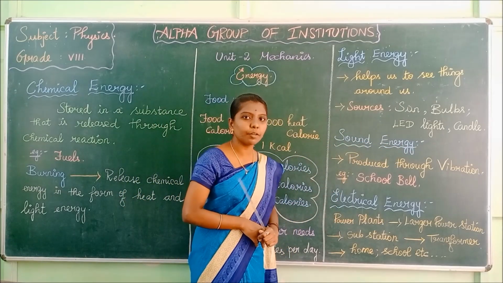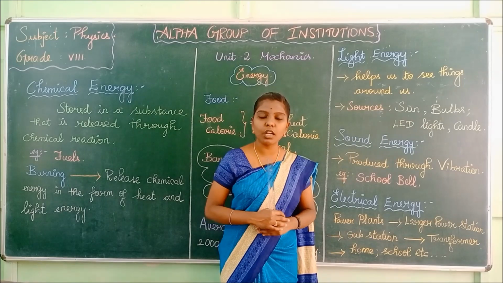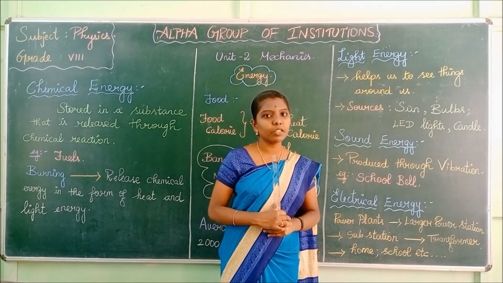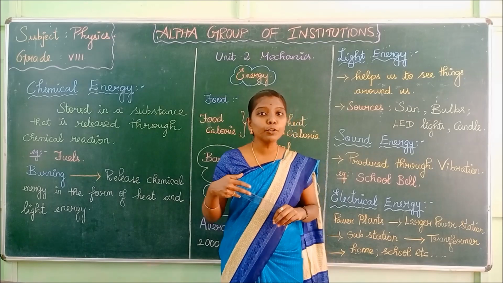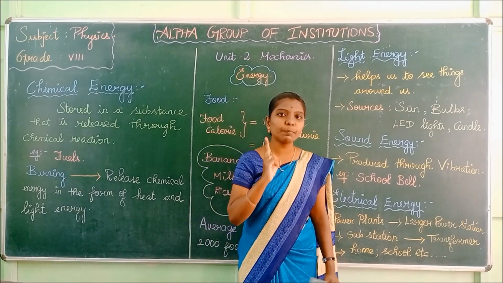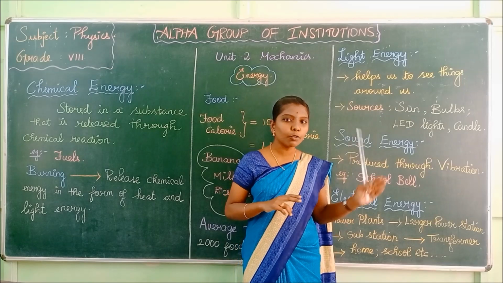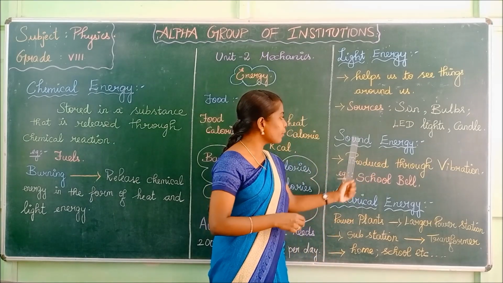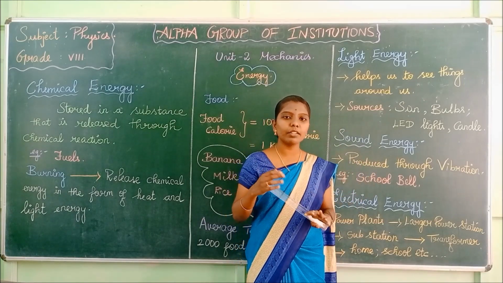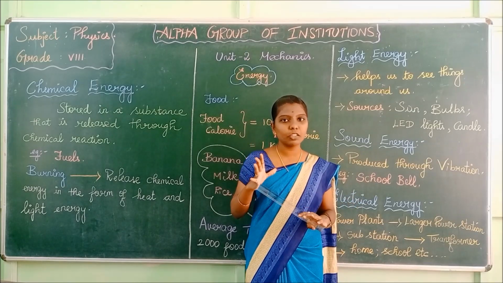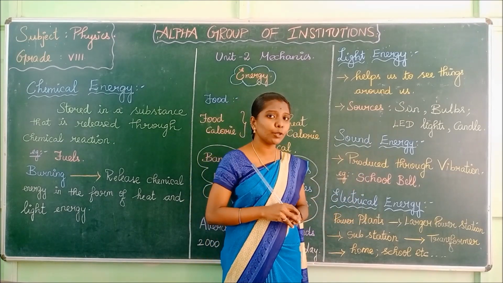The next form of energy that we are going to see is sound energy. How is sound produced? Sound is produced through vibration. You would have observed some musical instruments; sound is produced in them through vibration. While speaking, keep your hand on your throat and you will feel some vibration. Sound is produced only through vibration. An example of sound energy is the ringing of your school bell. Have you ever observed that when the school bell rings, some vibration is produced?